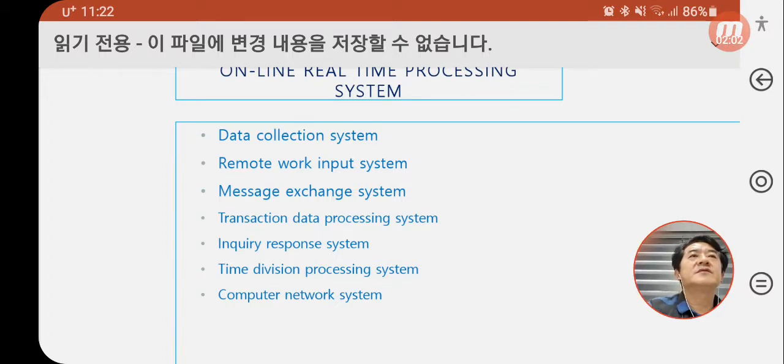Time division processing system can be used by multiple users at the same time, inputting programs and data from the terminal. Multiple computers can be shared by multiple users simultaneously in these computer network systems.